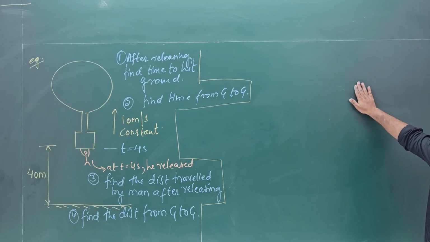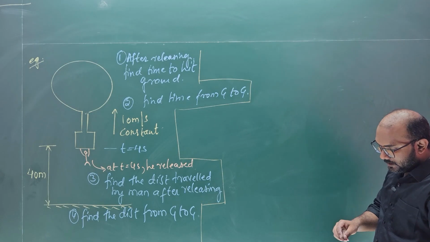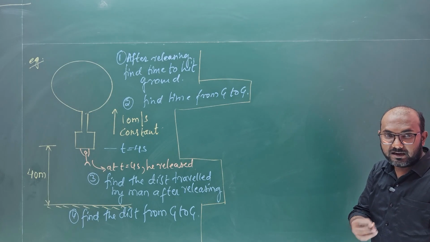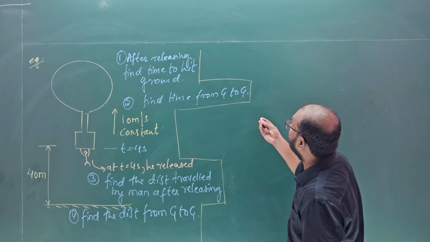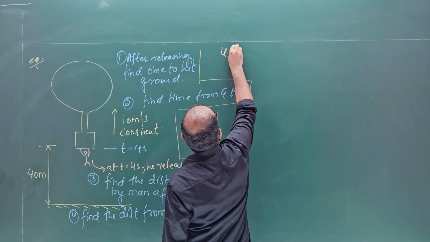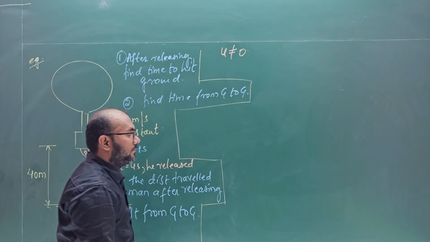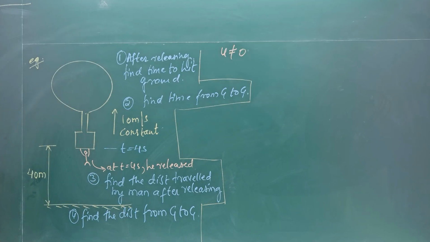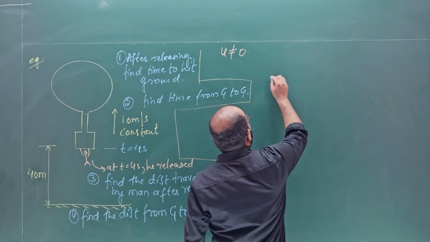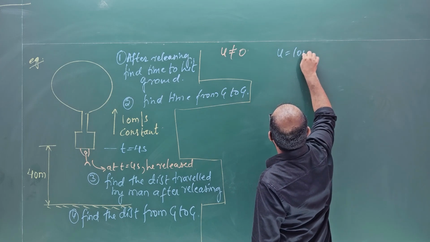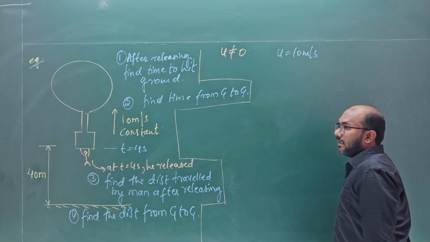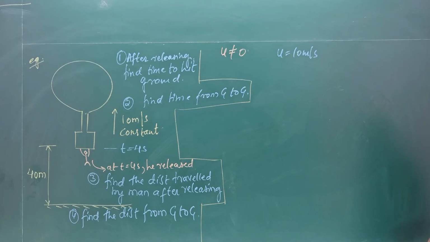Okay. Now let us try to find the answer. If initial velocity is 10, then we cannot use 0. So first thing, u is not equal to 0. Now, if u is not equal to 0, then what is u? u is here 10 meter per second, that too in the upward direction. Okay. First thing, we need to calculate what? After releasing, find the time to hit the ground.